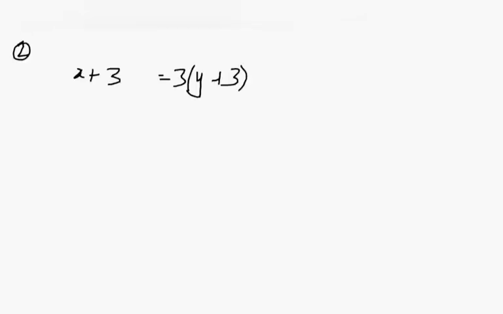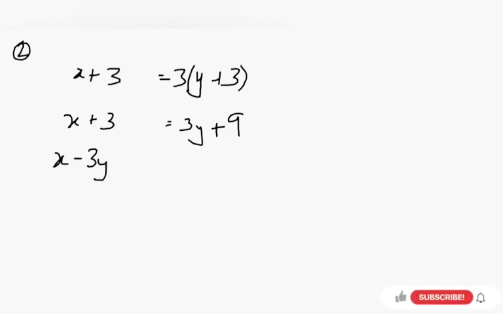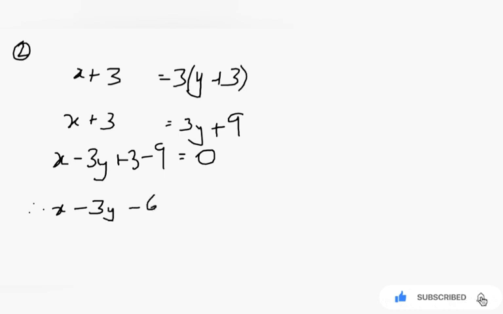Now the second equation, we simplify this also. So x plus 3 is equal to 3y plus 9, and we take everything to the LHS. So x minus 3y plus 3 minus 9 is equal to 0. Therefore x minus 3y minus 6 is equal to 0. This is the second equation. Now we have represented this situation algebraically.